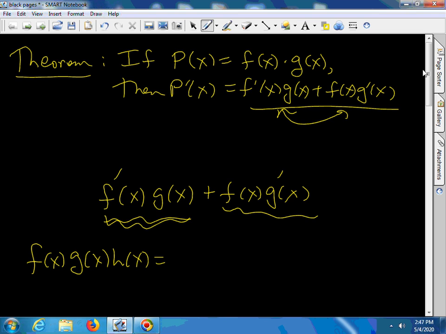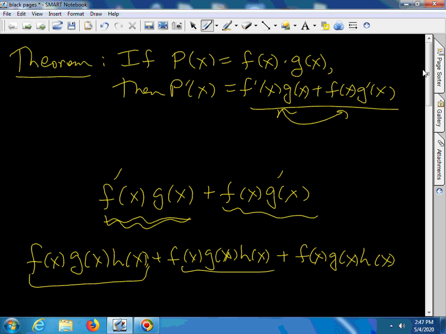And this is the same game no matter how many functions you have. Suppose you have 3 of them, f, g, and h. So, this time, you write it down 3 times. And then, in each one of these, you take the derivative of 1. Here I'll take the derivative of f, and here g, and here's h.